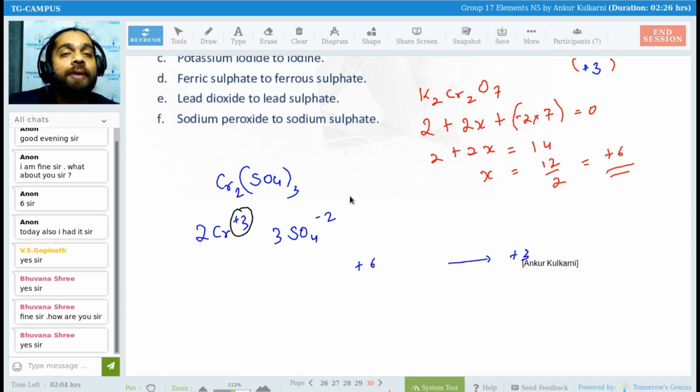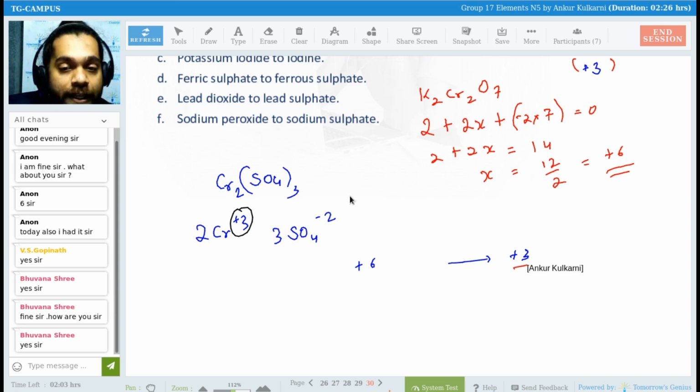One thing you remember: in any stable reaction, both sides should be balanced. Both sides should be neutral, 0 and 0, or it should have the same charge. Now, you have to balance that charge using electrons.